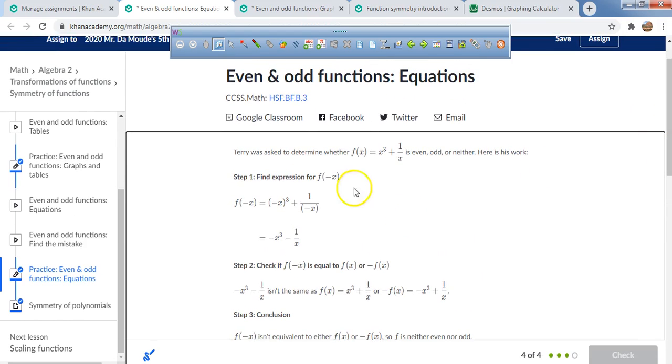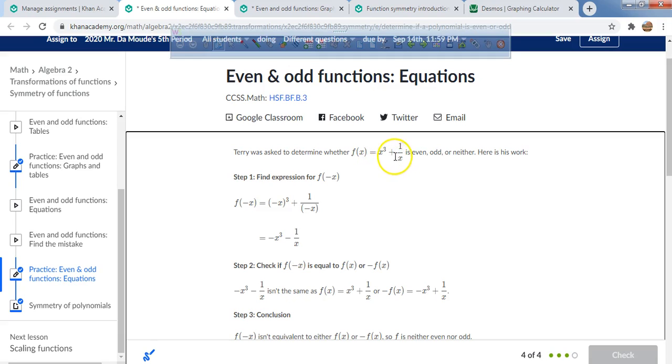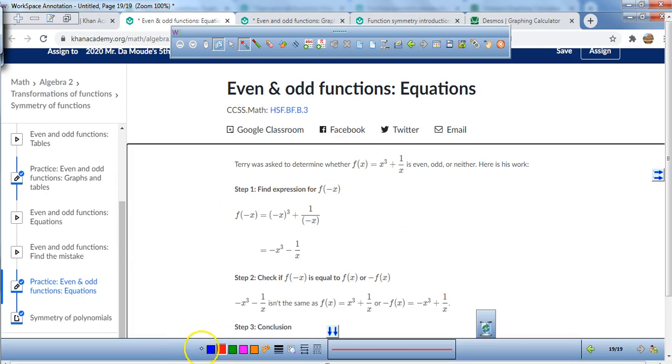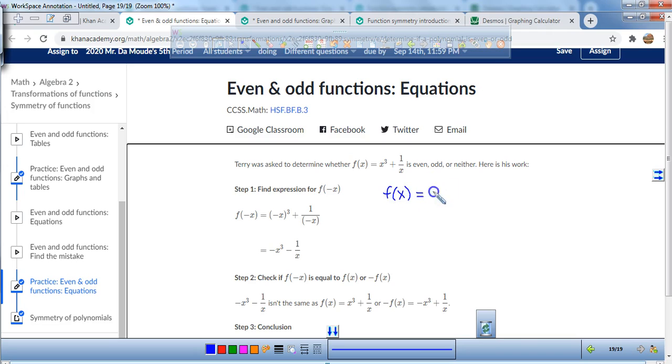Terry was asked to determine whether f of x equals x cubed plus 1 over x is even, odd, or neither. Here is his work. So what we're going to do is I'm going to write down the original function in blue. So we have f of x equals x cubed plus 1 over x.